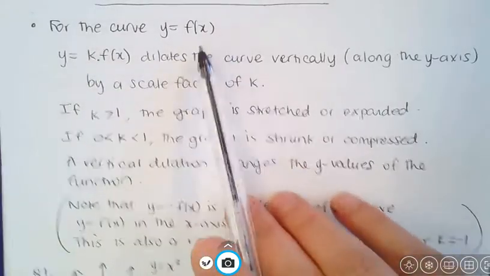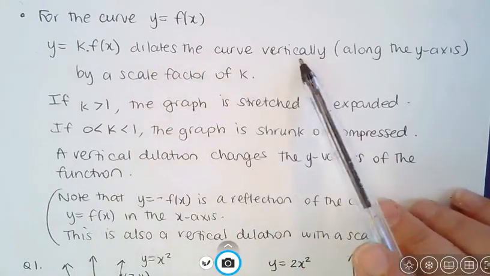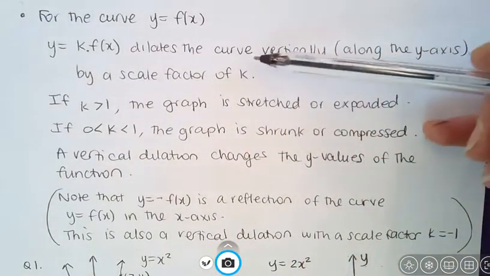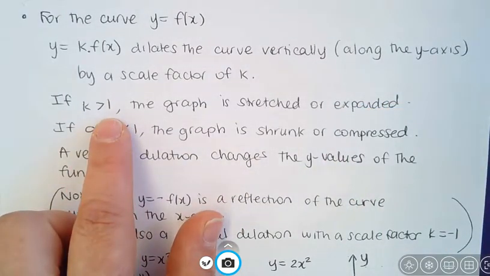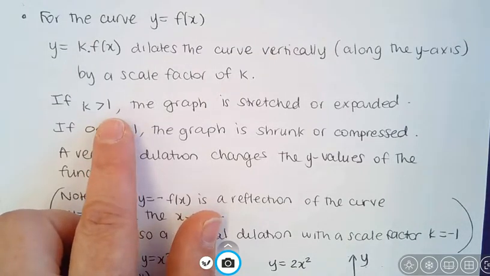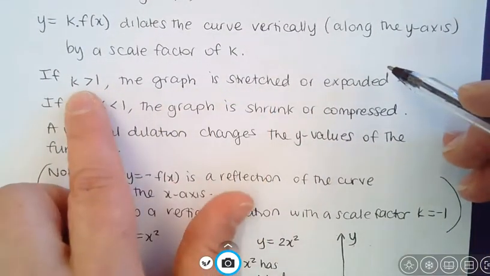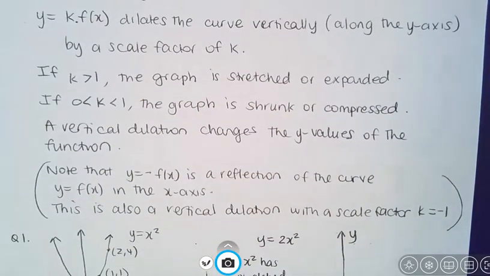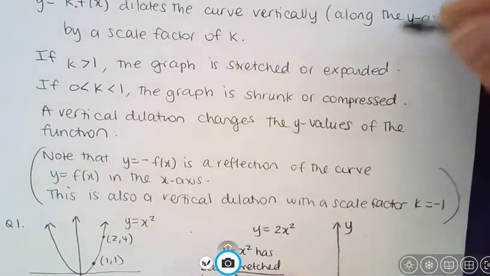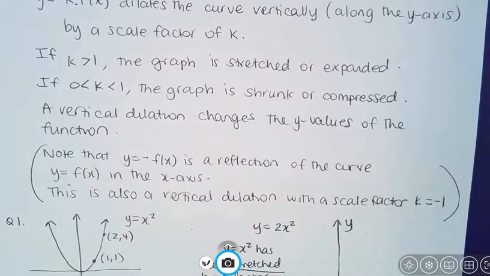So for the curve y equals function of x, y equals k times function of x dilates the curve vertically along the y-axis by a scale factor of k. So for example, if k is 2, like last year in year 11, we were sketching things like x squared, 2x squared, 4x squared. What happens with 2x squared and 4x squared? Does it get steeper? Yeah, so it gets steeper. So if k is greater than 1, we say it's stretched or expanded, but you could say it gets steeper.